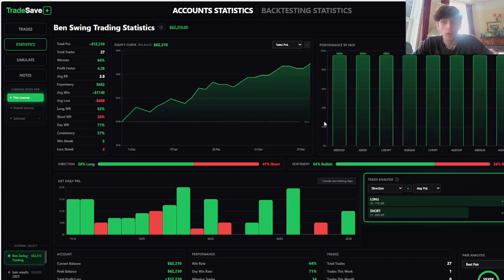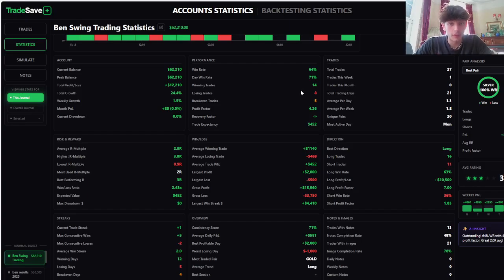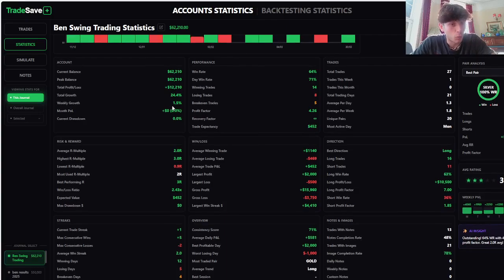So I've got obviously a lot of Forex pairs because I'm predominantly a Forex trader. But you can see my average RR is 2. You can see my win rate. You can see I've had 14 winning trades and 8 losing trades since December, since the start of the year. And you can see that my total growth is pretty good there, it's 24%. And my average weekly growth is 1.5%, which is also pretty impressive because a lot of people just aim to get 1% a week.